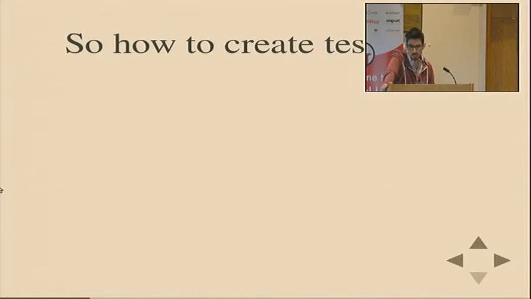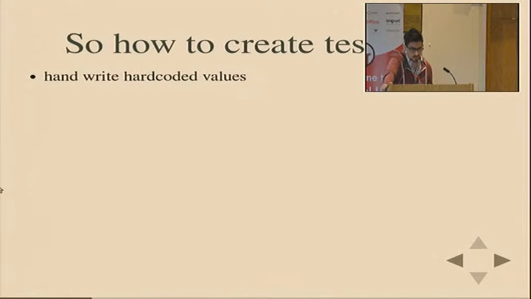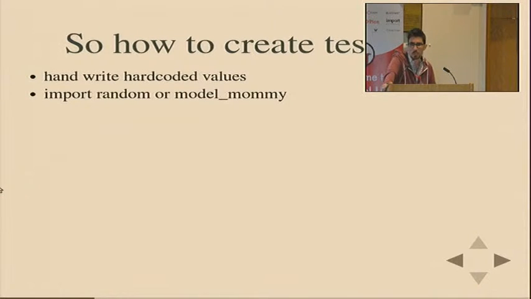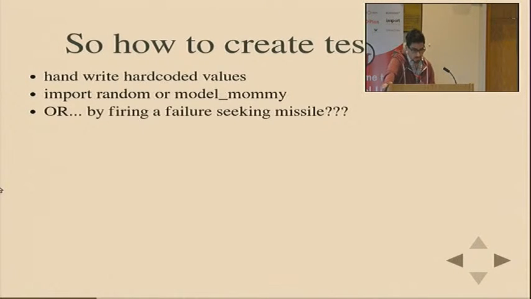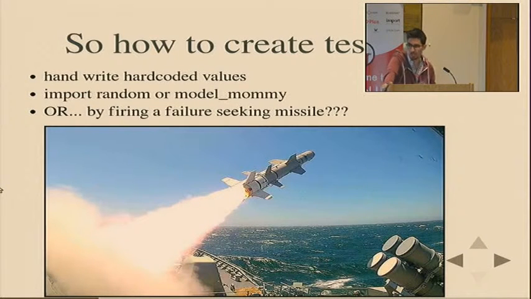So what are the ways we can use to create test data? As the little survey there covered, hard-coded values. You could just import random and pick any old integer between 1 and 1,000,000. And that's actually what Model Mummy does. It just tries to give you random data when you use it with Django. Or maybe you could fire a failure-seeking missile at your code. Let's take a closer look.